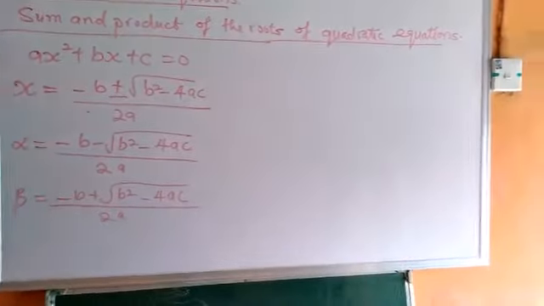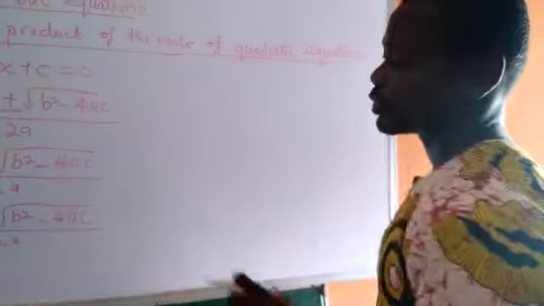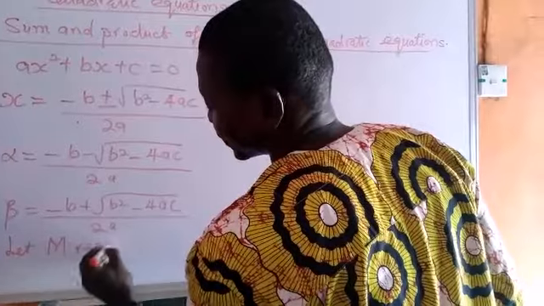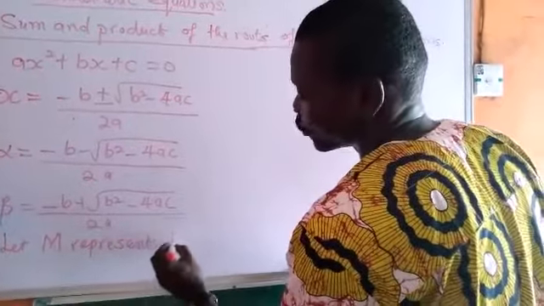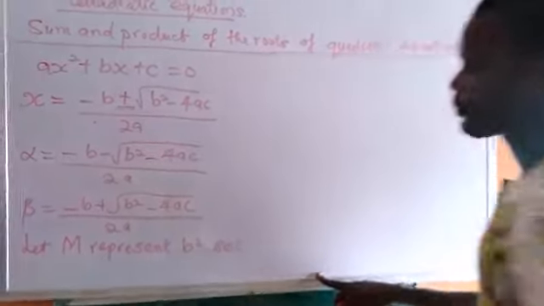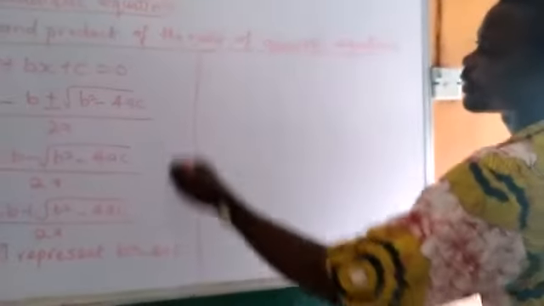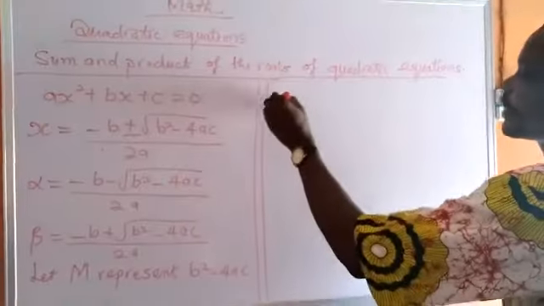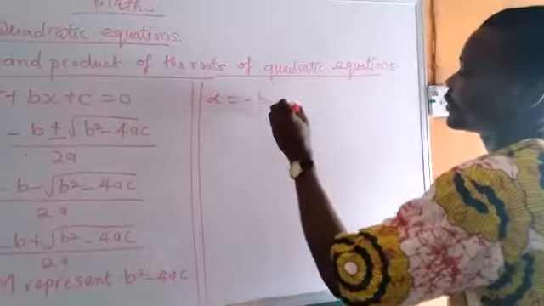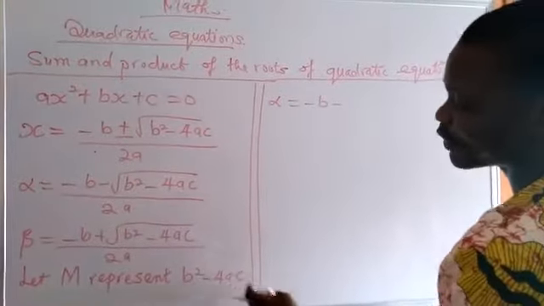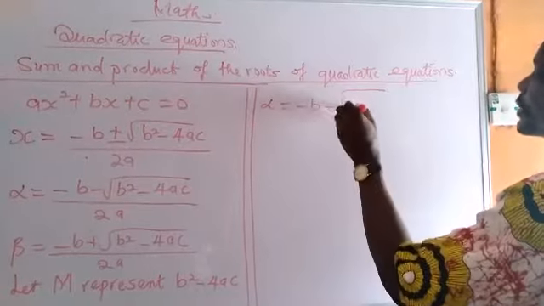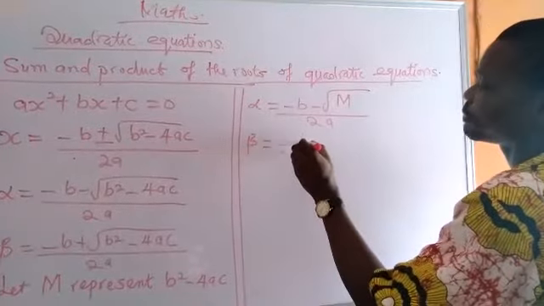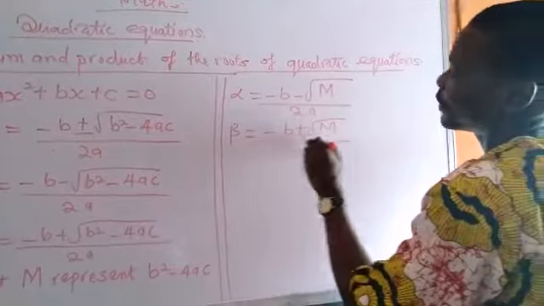Now, from here, let's make our b squared minus 4ac equal to a letter. Let m represent b squared minus 4ac. So the equation becomes: alpha is equal to minus b minus root m all over 2a. Then beta as well will be minus b plus root m all over 2a.